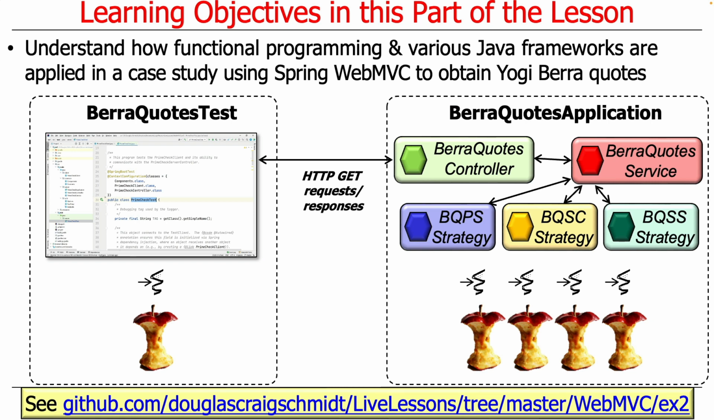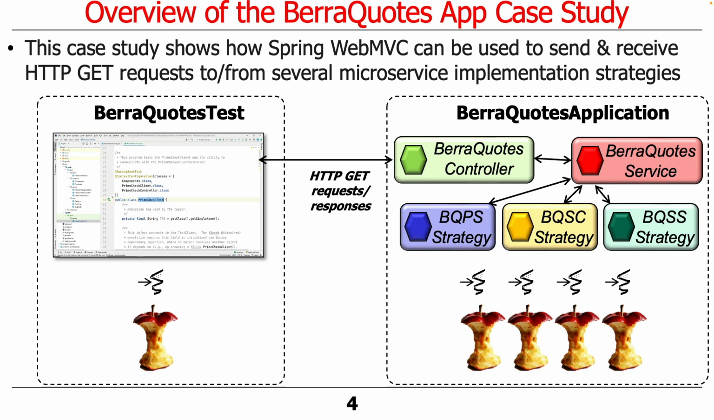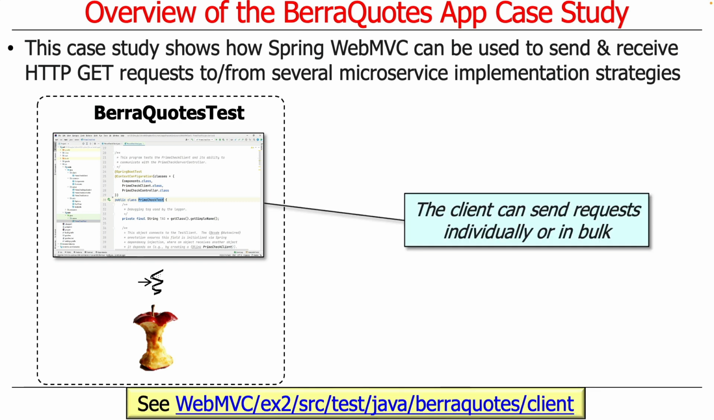And what I've done here is I've refactored this to have a wider range of BerraQuotes strategies because I want to show off a couple of interesting things. And as always, give you a chance to compare and contrast how stuff works. So just a recap: this example shows how you can use Spring WebMVC to send and receive HTTP GET requests to and from several microservice implementation strategies using synchronous communication. That's what Spring WebMVC does. We'll start moving beyond that next week or so.